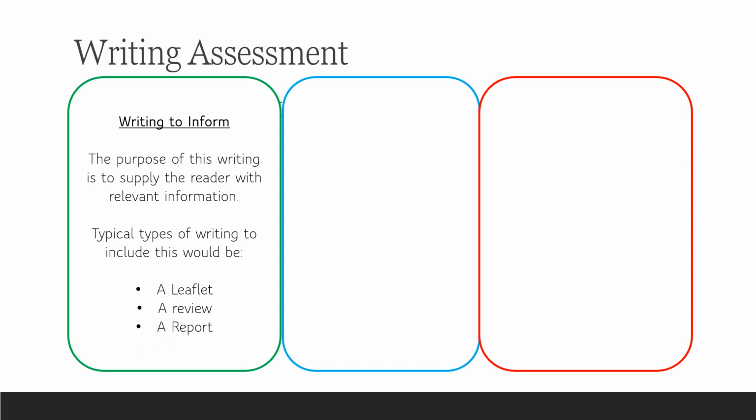The next one then, writing to advise. This is a little bit more, should we say, passionate than writing to inform. Inform is just very neutral, whereas advice is like you've got an opinion on it and you're trying to push them in the right direction. So the purpose of the writing is to use your own understanding to steer the reader in the right direction.